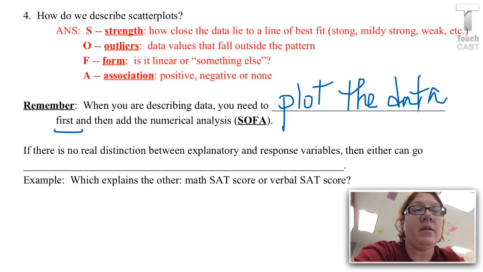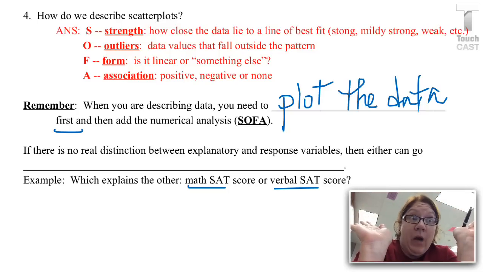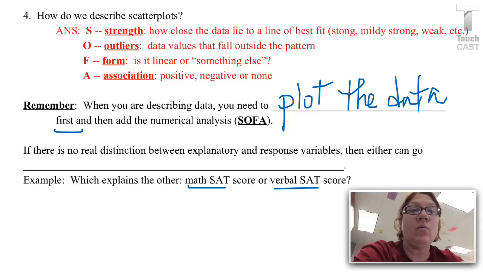Now, keep in mind that the explanatory variable goes on the horizontal axis, and the response variable goes on the vertical axis. But what if I had something like math SAT and verbal SAT, and I asked you to tell me which one explains the other? I'm pretty sure you'd do one of these. I don't know, Torres! And you'd be right.